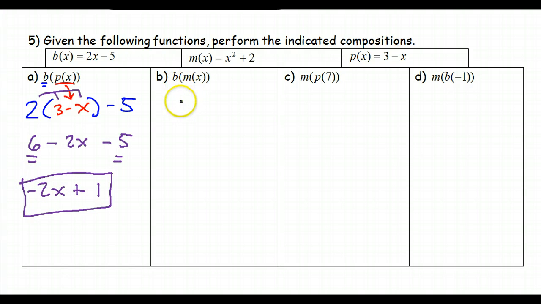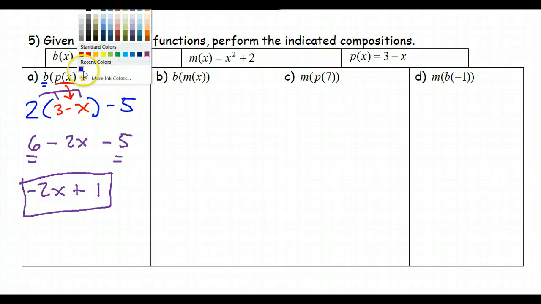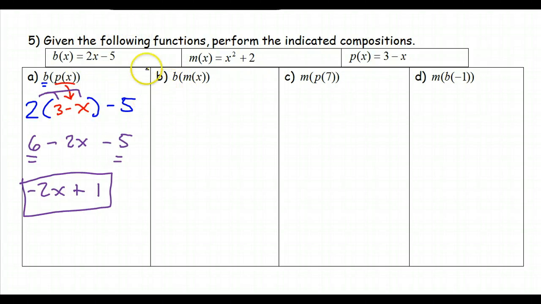Let's look at part B. Same function at first is a function b. So once again, we will write 2 parentheses minus 5 like this. 2 parentheses minus 5. And then we look to the other function. Alright, function m is going to go inside of here. So that's going to be x squared plus 2.